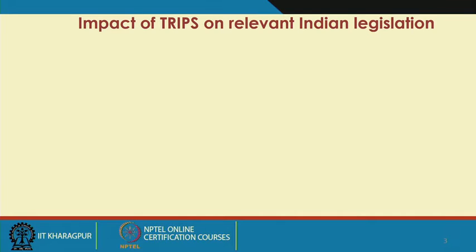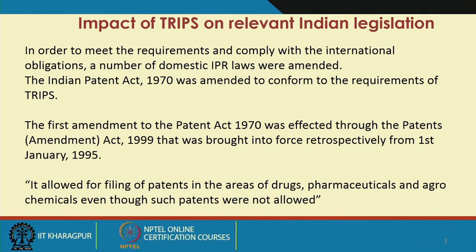Now, we will start our discussion one by one. What is the impact of TRIPS on relevant Indian legislation? Here we find that, in order to meet the requirements and comply with the international obligations, a number of domestic IPR laws were amended. The Indian Patent Act 1970 was amended to conform to the requirements of TRIPS. The first amendment to the Patent Act 1970 was effected through the Patents Amendment Act 1999, which was brought into force retrospectively from 1st January 1995.